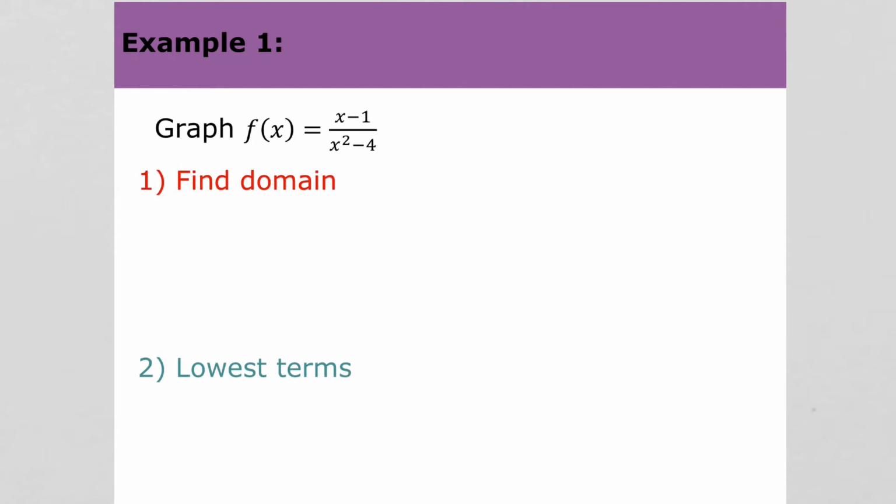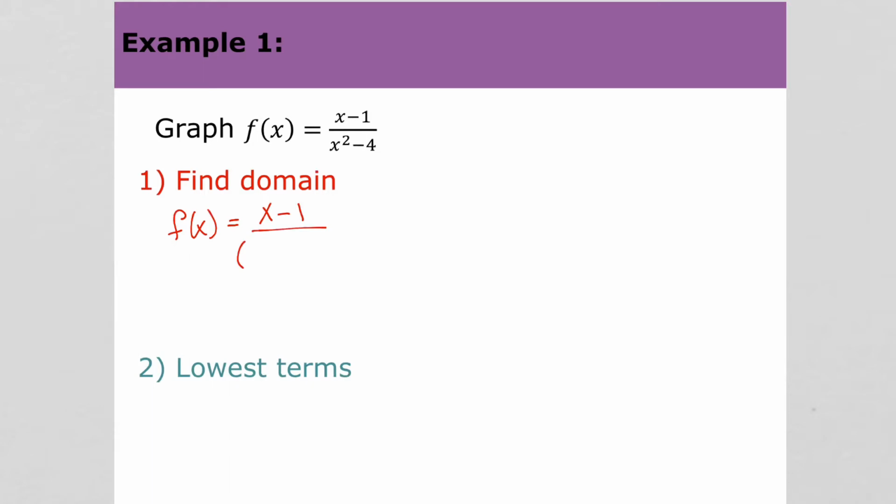Oh, I've got color code there. Nice. So, graph f of x equals x minus 1 over x squared minus 4. The first thing we do is find the domain. To find the domain, we need to simplify, so we find out if we've got a hole or an asymptote.